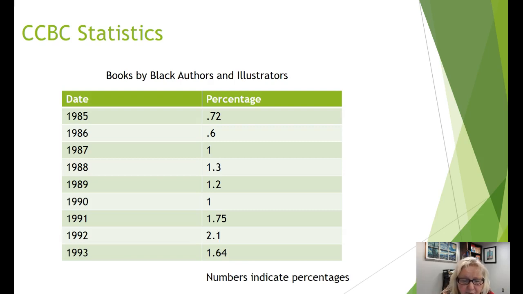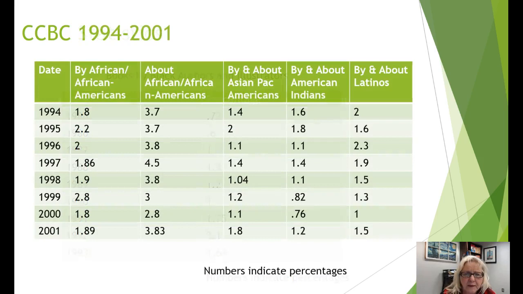It gets up to a high of 2.1% of all children's books published in 1992 that were by Black authors and or illustrators. From 94 to 2001, they expanded because they started tracking whether it was by or about African Americans. They separated out African Americans by and about. So this means it featured people of color, and this means it was written by people of color, African Americans.